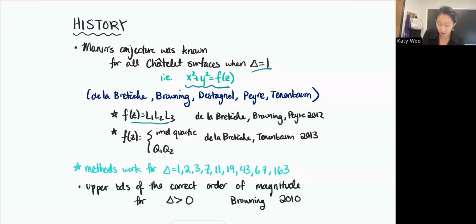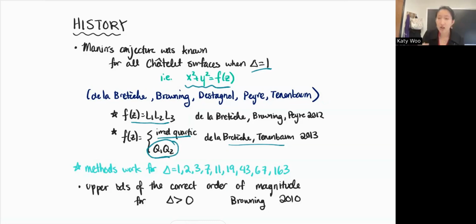The other result that I want to highlight is when f is either an irreducible quartic or the product of two irreducible quadratics, which was done by Delabartèche and Tenenbaum, and they had to introduce the use of Hooley's delta function to handle this case. It's also an interesting case because when f is the product of two quadratics, that's the only case when the Brouwer-Manin obstruction can show up.